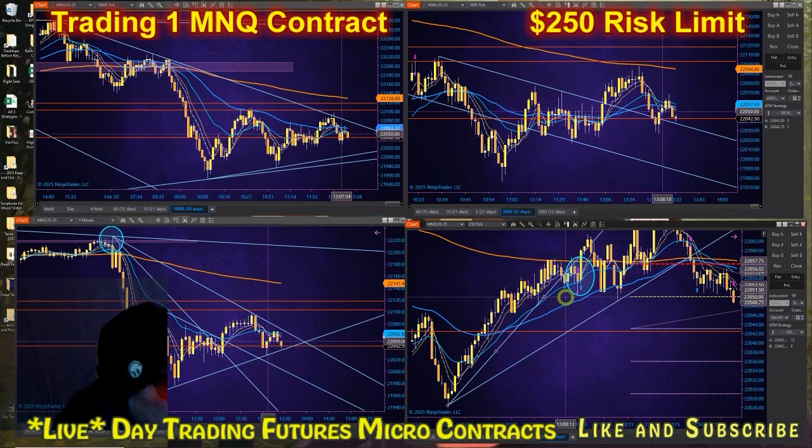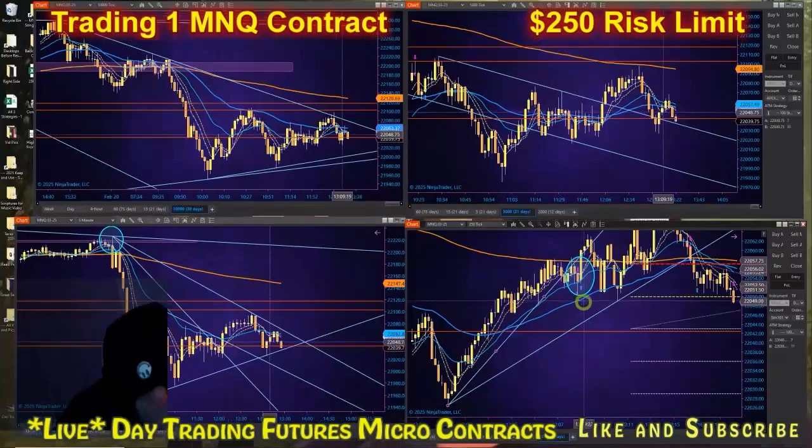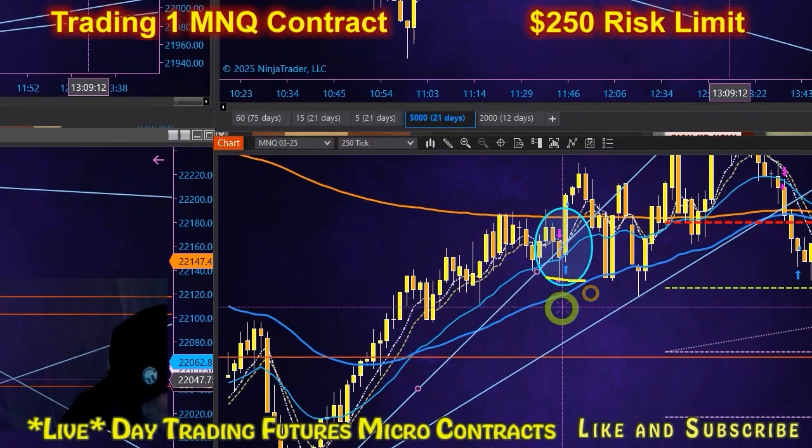Okay, so I looked at this trend line break, and I didn't take that one, and then I switched it over a little bit further to right here, and you can see I took the trend line break right there. Came up, stopped me out immediately. Look at the moving averages.